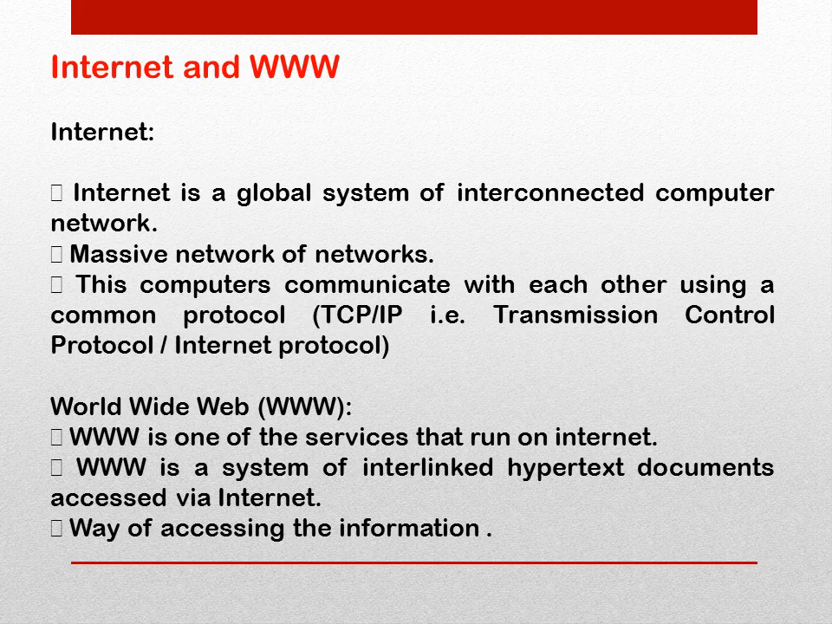Now, the internet is a global system of interconnected computer networks, and it is a massive network of networks. These computers communicate with each other using a common protocol called TCP/IP, Transmission Control Protocol/Internet Protocol. And the World Wide Web is one of the services that run on the internet. The WWW is a system of interlinked hypertext documents accessed via the internet. That is a way of accessing information.